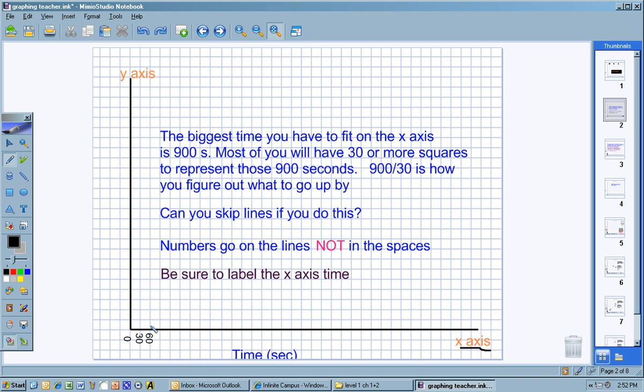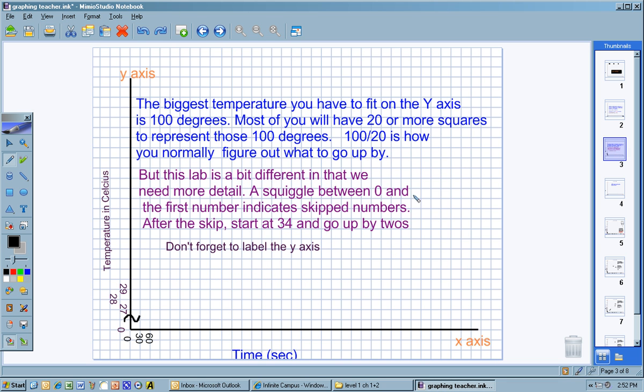Numbers need to go on the lines. Now this is strange because if you put the numbers in the spaces, you are messing up. The numbers have to be on the lines. This is a little bit different than your habit, so you need to make sure that you do that. All right. So that's the next page.